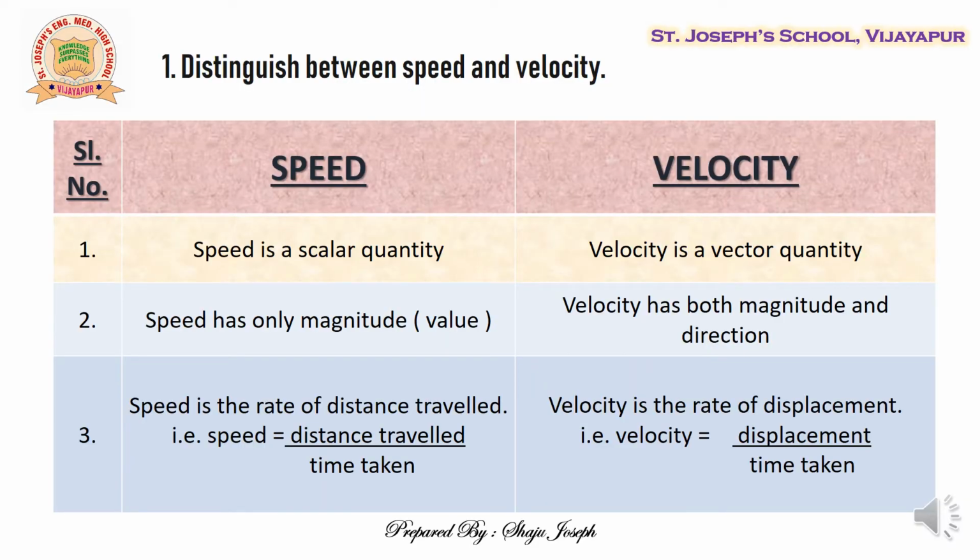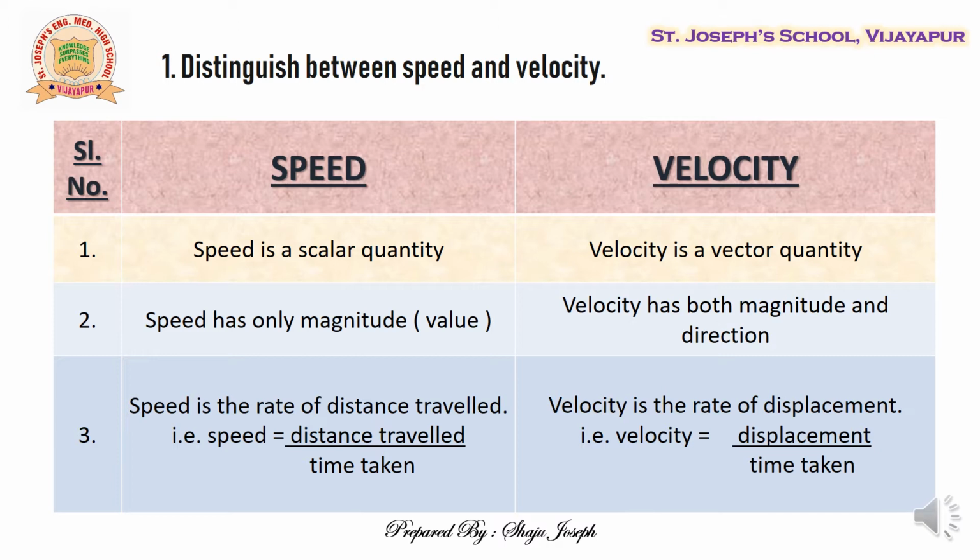Well, the first question, let us concentrate on that. Distinguish between speed and velocity. So I put up a table here for our discussion. So speed on our left and velocity on our right. The first thing is speed is a scalar quantity and velocity is a vector quantity.